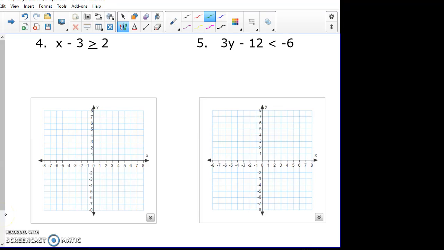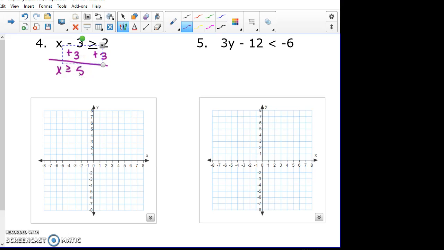Now, if we look at these next 2 examples here, think about these as your special cases. So we'll do example 4 together. This is an example where we just have one variable. So x minus 3 is greater than or equal to 2. If we don't have a y to solve for, that means we're going to solve for the next best thing. So we're going to solve for x. So all we need to do is add 3 to the other side, and we're left with x is greater than or equal to 5.